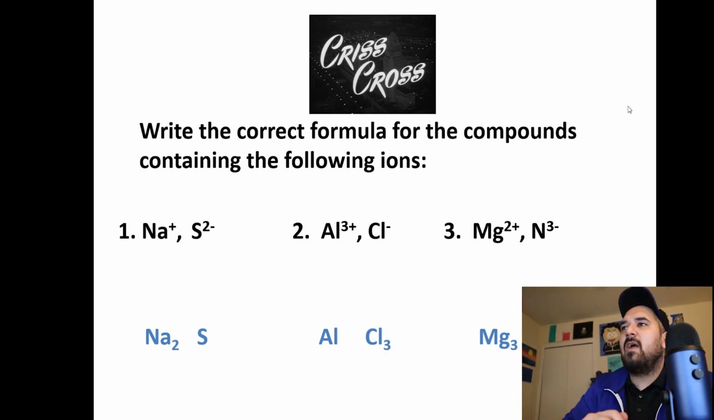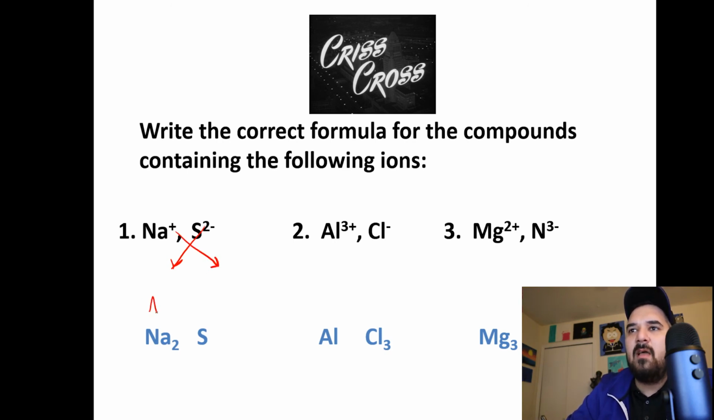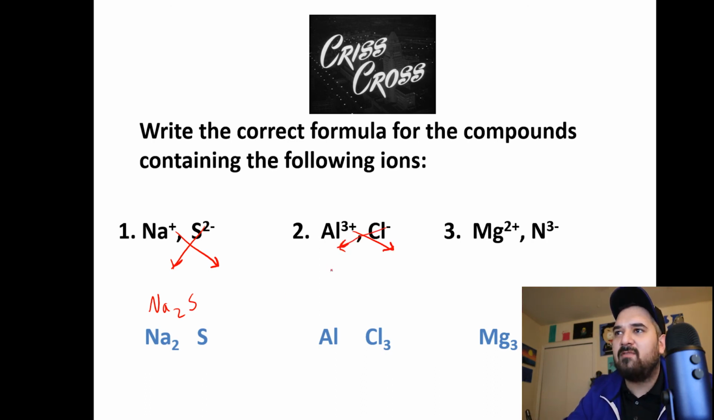All right, so write the correct formula for the compounds containing the following ions. Let's go ahead and do some examples together. It looks like it's already given us the answers, but don't worry about that. What it would want us to do is just to crisscross. So this gets a 2, this gets a 1, and the way you would write it out, it would be Na2S. Next one, the minus we're not moving. It's just the 1, and the 1 you don't have to write out. That's going to be written as AlCl3.